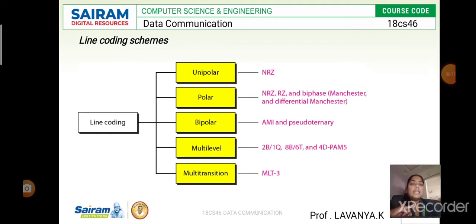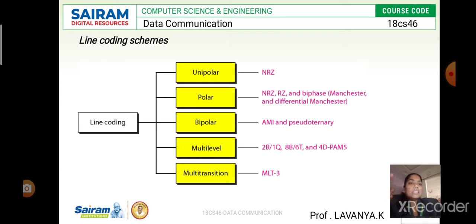In line coding, we are going to look into the five major schemas: unipolar, polar, bipolar, and multi-level as well as multi-transition. These are the five major schemas, which are helpful for digital to digital conversion. And unipolar will have the NRZ technique, that is non-return to zero.